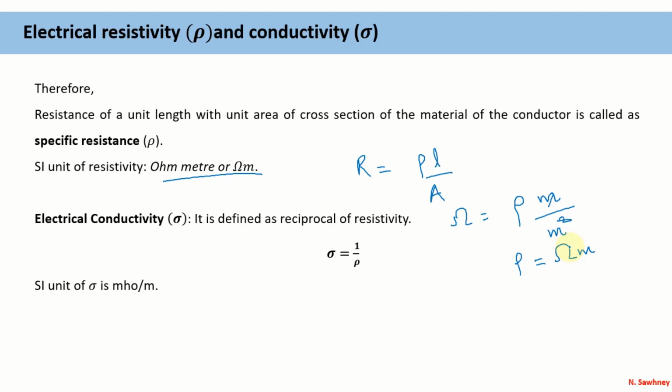Electrical conductivity σ is the reciprocal of the resistivity, that is σ = 1/ρ. As it is the reciprocal of resistivity, its SI unit will also be the reciprocal of the SI unit of resistivity, that is here it will be mho per meter.